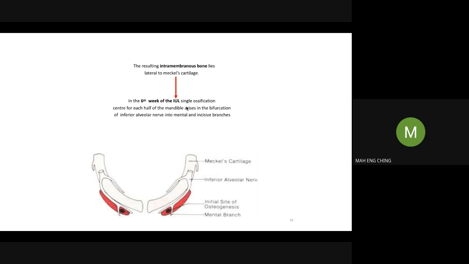So in the 6th week of IUL, a single ossification center for each half of the mandible arises at the bifurcation of the inferior alveolar nerve into the mental and incisive branches. You see this one is the ID nerve, inferior alveolar nerve, which then bifurcates. We form the mental branch and incisive branch. This bifurcation, the black color, is the ossification center. So we have one left, one right. Later, these will join in the middle. We'll talk about it later.